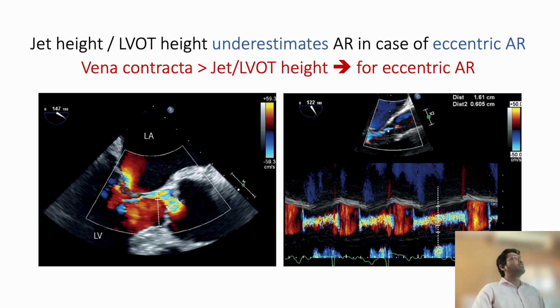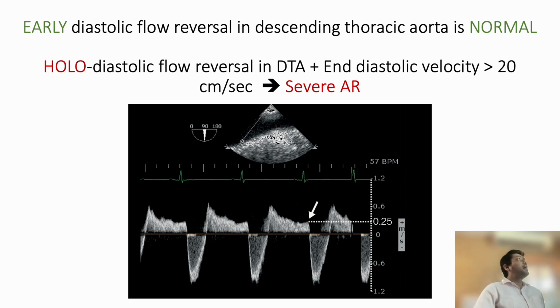Whereas in this image we can see this is a central jet, so we can use jet height area by LVOT area. So this is better in case of the central jet. Now early diastolic flow reversal in the descending thoracic aorta is normal. Whenever we put a pulse wave Doppler in the descending thoracic aorta, if there is holodiastolic flow reversal, that means in the entire diastolic period there is a flow towards your aortic valve, and if your end diastolic velocity is more than 20 centimeter per second, that is an indicator of severe AR.